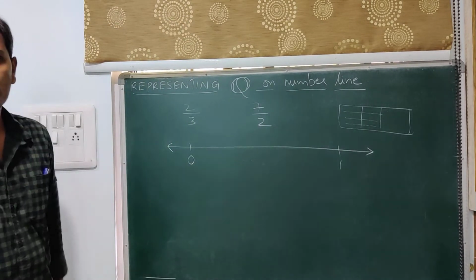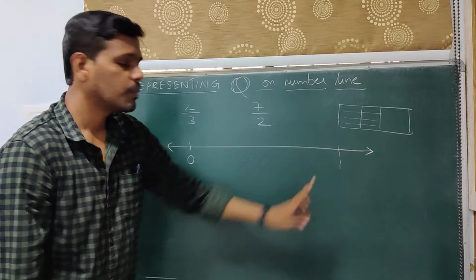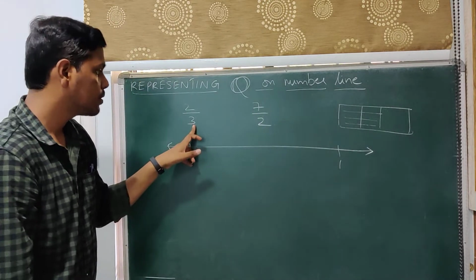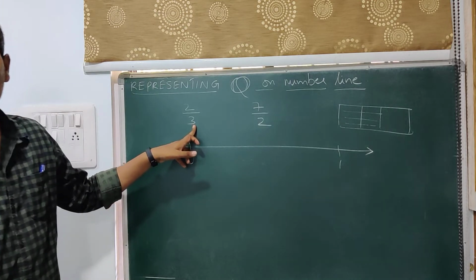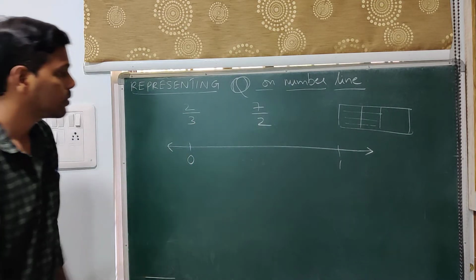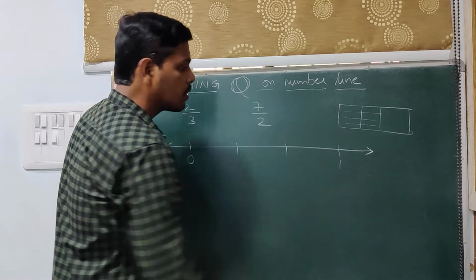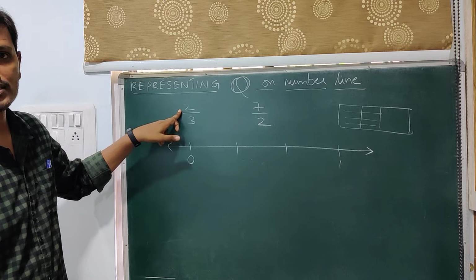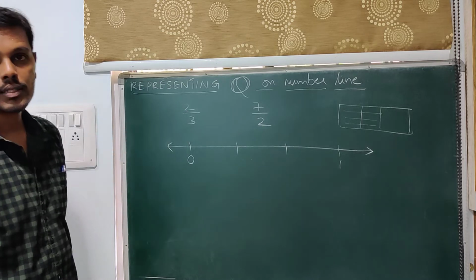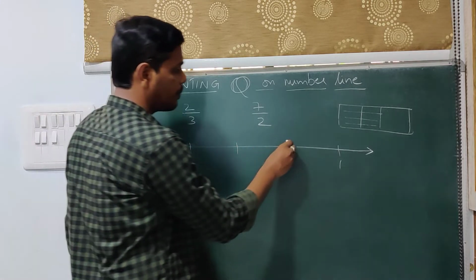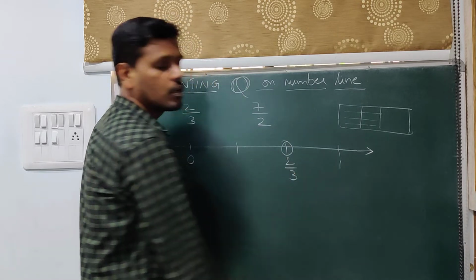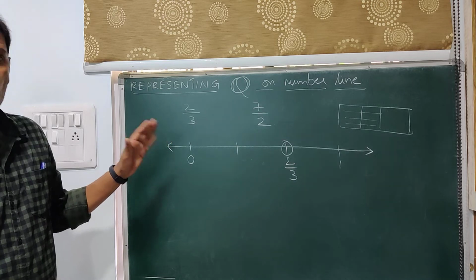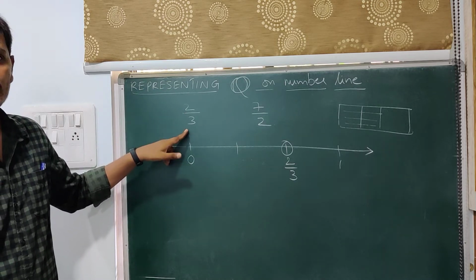Now this denominator will tell you how many parts the space between 0 and 1 has to be divided into. So 0 and 1 has to be divided into 3 because the denominator is 3. So divide that into 3 equal parts. And the numerator will tell you how many parts you are supposed to consider. Here we have 2, so 2 parts are to be considered. This is 1 part, this is another part, so this is 2 by 3. So this is the way we mark numbers where the numerator is less than the denominator.